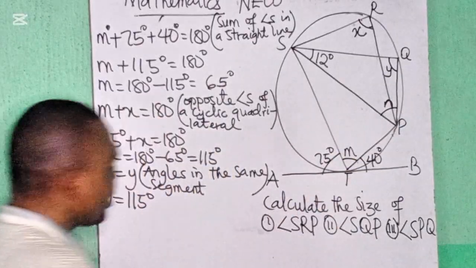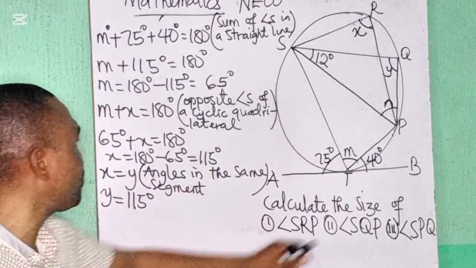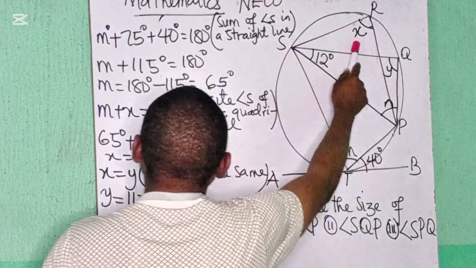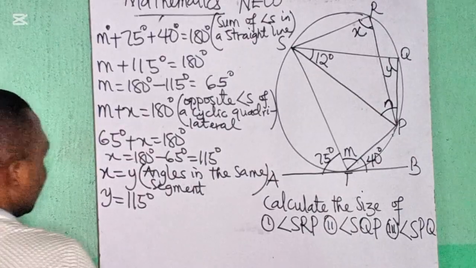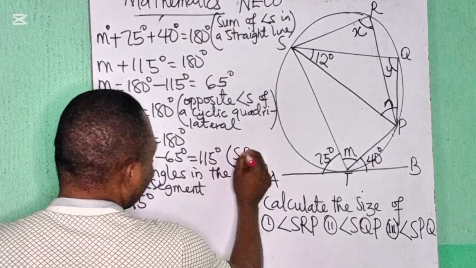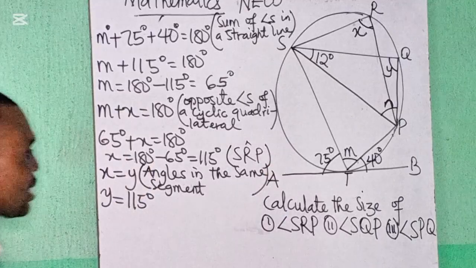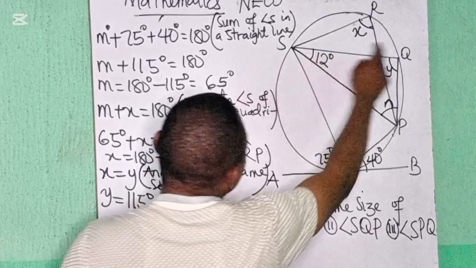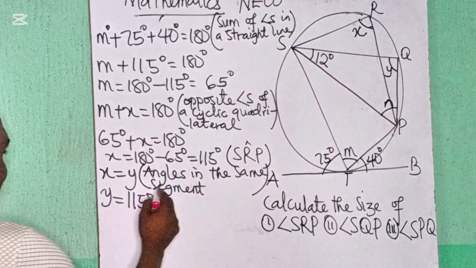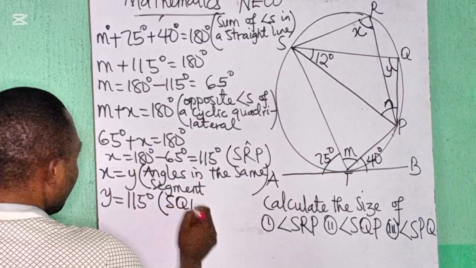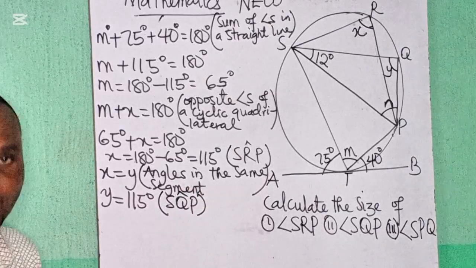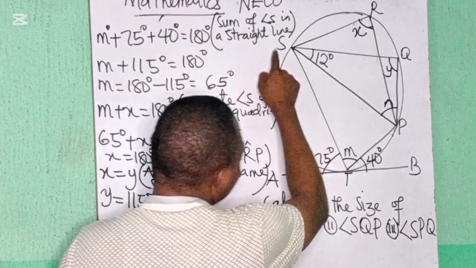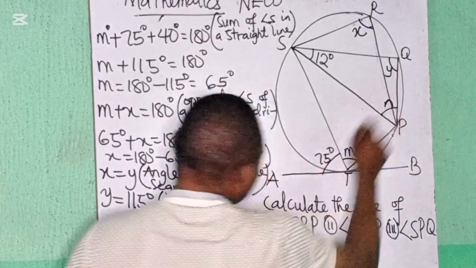The last value here is our N. Now remember, we are asked to find angle SRP, and angle SRP is X. Take note of this, class. Then our angle SQP is our Y. And lastly, angle SPQ is our N.